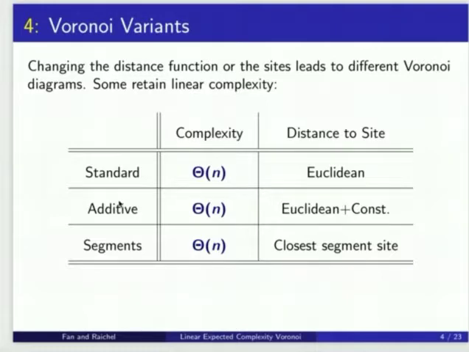There are many variants of Voronoi diagrams, changing the distance function or the sets. In the standard Voronoi diagram, the complexity is linear, and the distance to a set is the Euclidean distance. For the additive Voronoi diagram, the complexity is linear, and the distance to a set is the Euclidean distance plus a constant. And if we change a Voronoi set from a point to a segment, then the distance to a set is the closest segment distance, and it still has linear complexity.